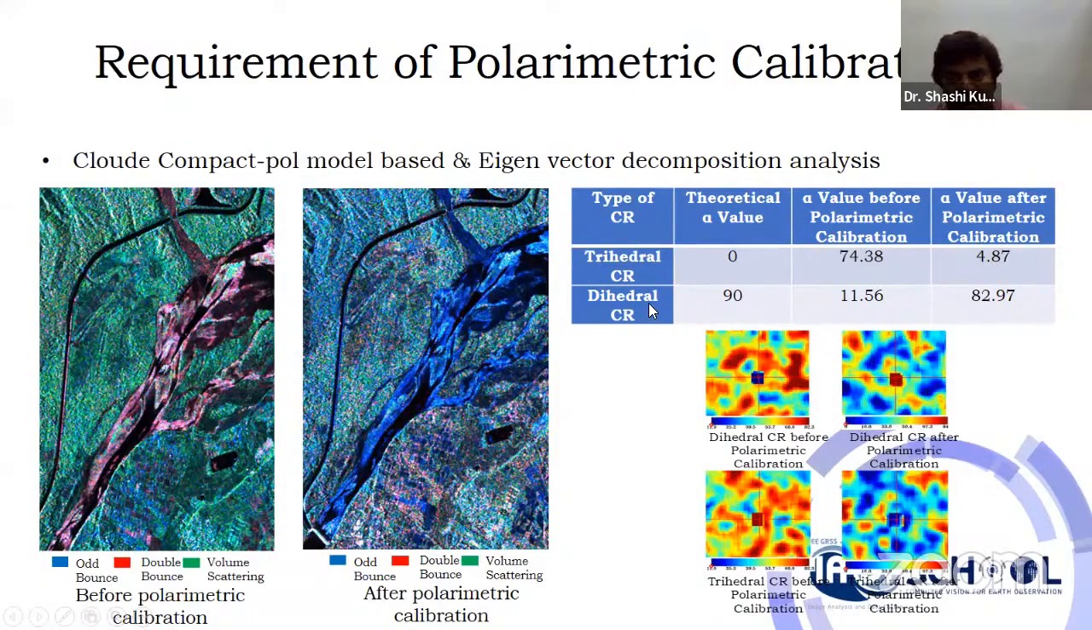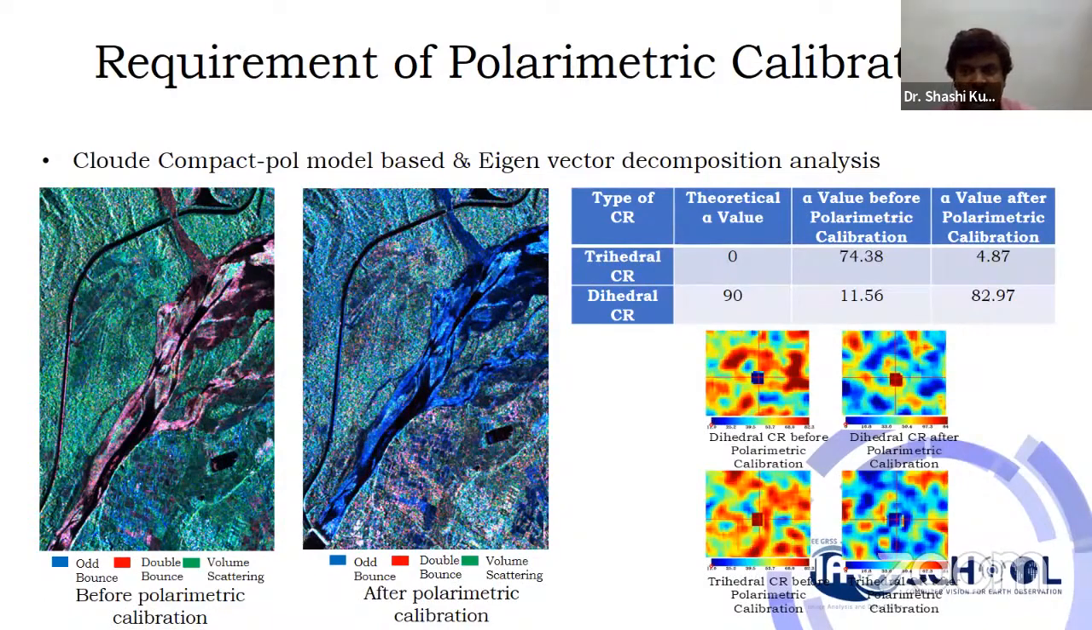And again, the dihedral corner reflector theoretical value should be 90 degrees, but the observed alpha value was very low. Here you can see it is still represented in blue color. This is 11.56. After polarimetric calibration, this was near to 90 degrees. So the data sets are generally polarimetrically calibrated before giving them to the user. This is the responsibility of the space agency.